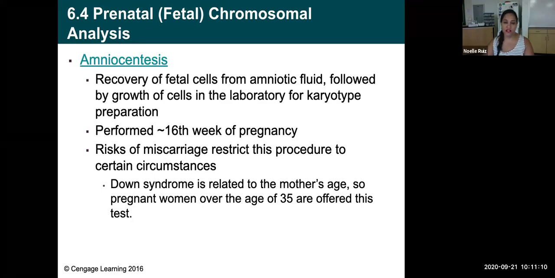There are risks of miscarriage, so this is restricted to certain circumstances. This isn't offered to every pregnant woman. Down syndrome is related to the mother's age, so pregnant women over the age of 35 are actually offered this test routinely. If there's a history of chromosomal disorders in the family, then they'll also offer it. But this is not a mandatory test for every pregnant woman.